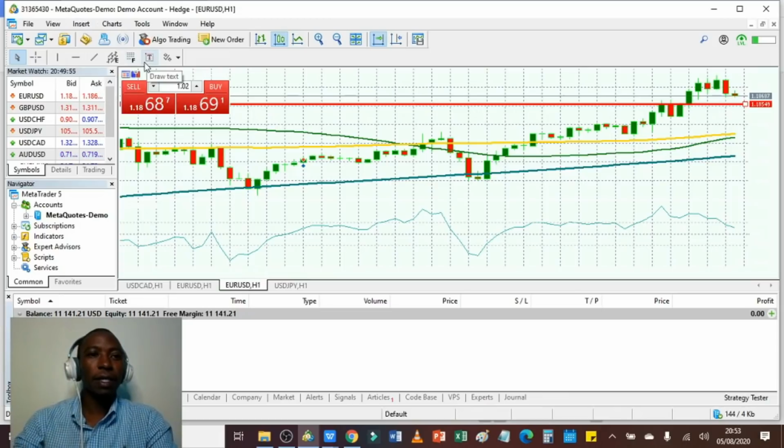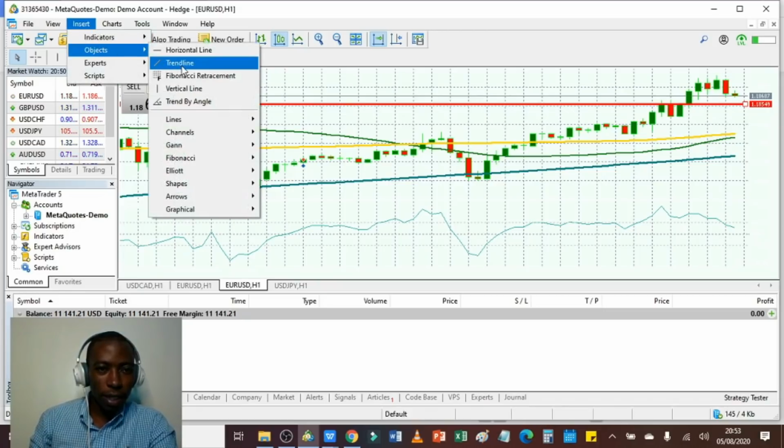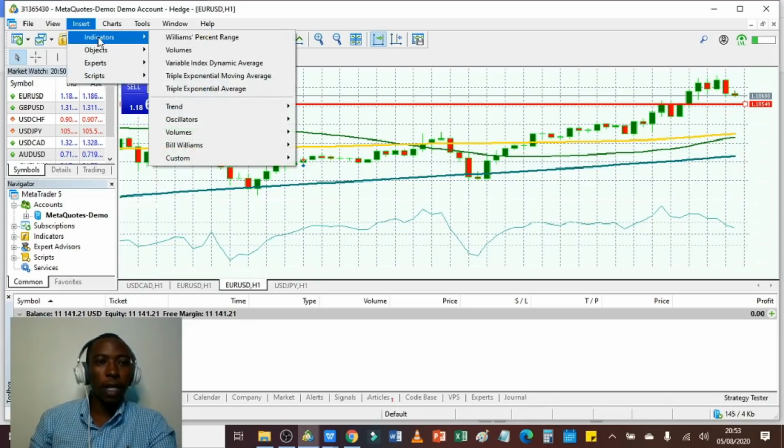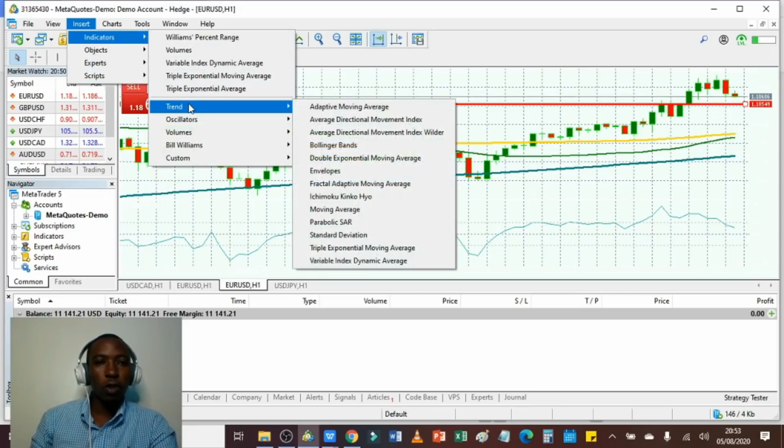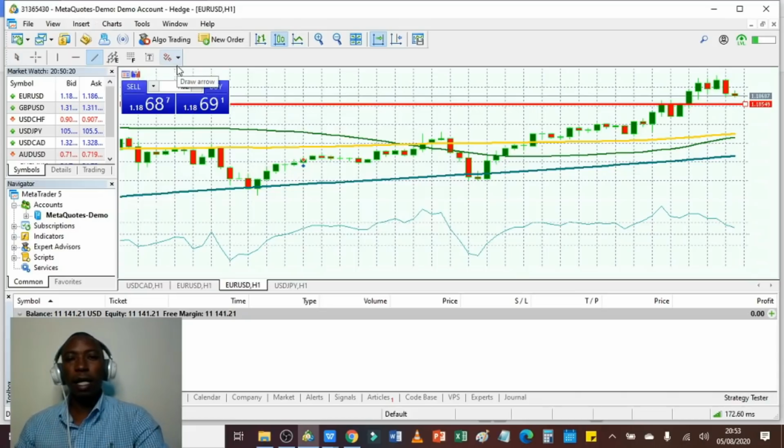If you want to access the trend line, the Fibonacci, and the moving average, all you have to do is come over here at insert and go to objects. You can insert a trend line, a Fibonacci, and if you want to do the moving average, as I indicated earlier, go to indicators. Under indicators, go to trend indicators, and then you'll find moving average under those. So let's just go to trend line. That is my third technical analysis tool.